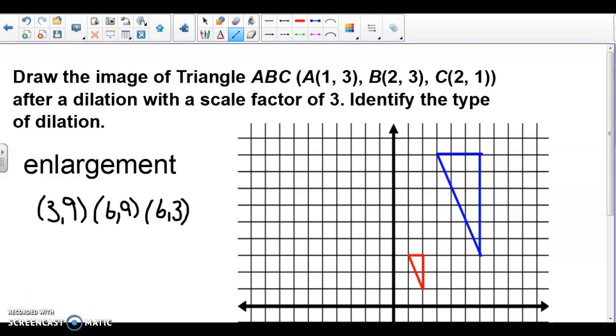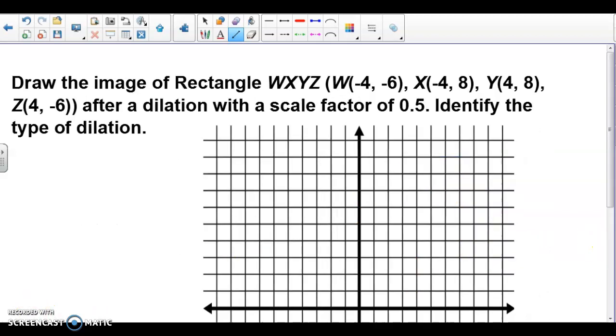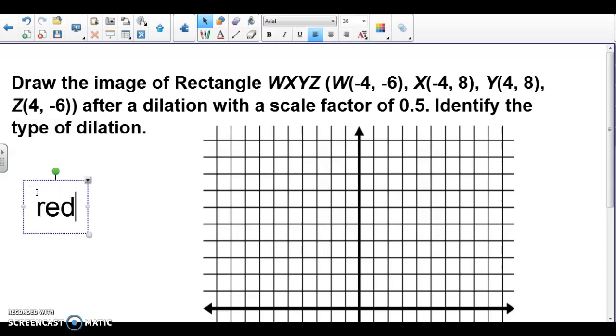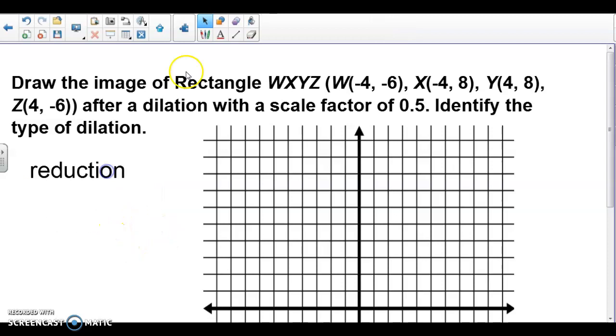Now the next thing we're going to do is draw the image of the rectangle given here after a dilation with a scale factor of 1/2. So the scale factor was 1/2. Is that greater than 1, or is it between 0 and 1? Well, it's between 0 and 1, so that would make it a reduction. That is the type of dilation. It is a reduction.